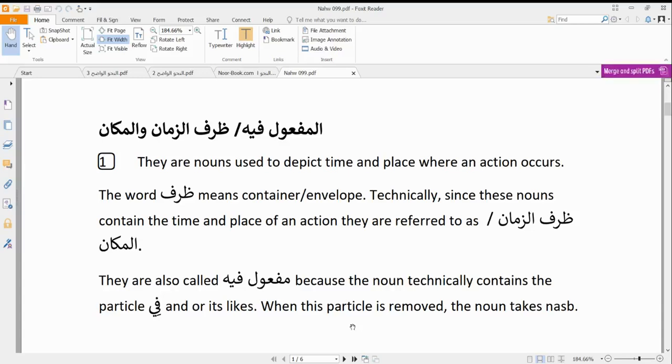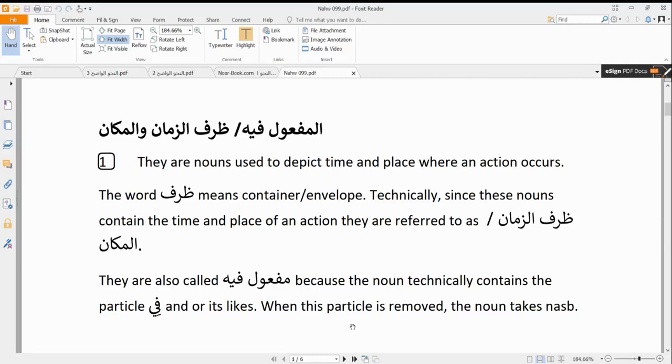We know that when we have a harfu jarri, any noun that follows it goes into the genitive case, that is, it becomes majrur. It takes kasra, right? But if we remove this particle, the noun now takes nasbu because the harfu jarri is no longer there. So when it is talking about time and place, it will usually become a maf'ul fihi, and the noun takes nasbu. It becomes accusative.